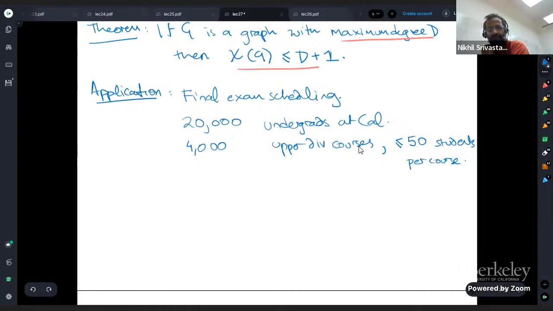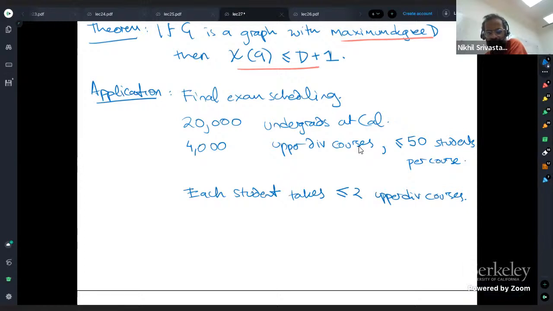And now each student is taking at most 3 upper division courses, let's say. Or actually, let's make it simpler. It takes at most 2 upper division courses. Okay, so there are 20,000 students, there are 4,000 courses, there's 50 students per course, each student takes 2 courses.